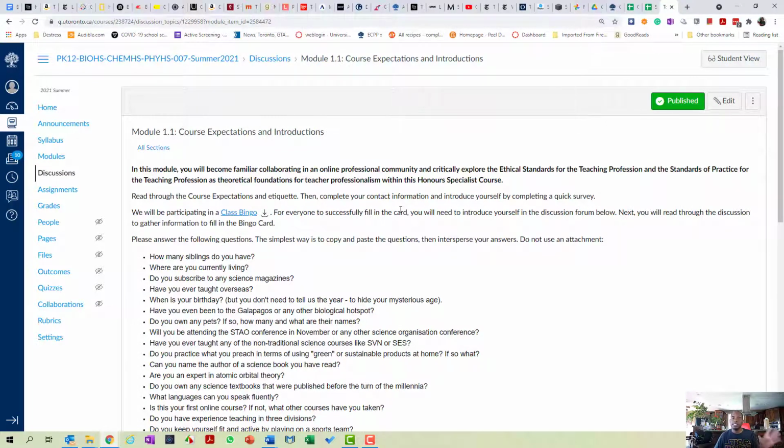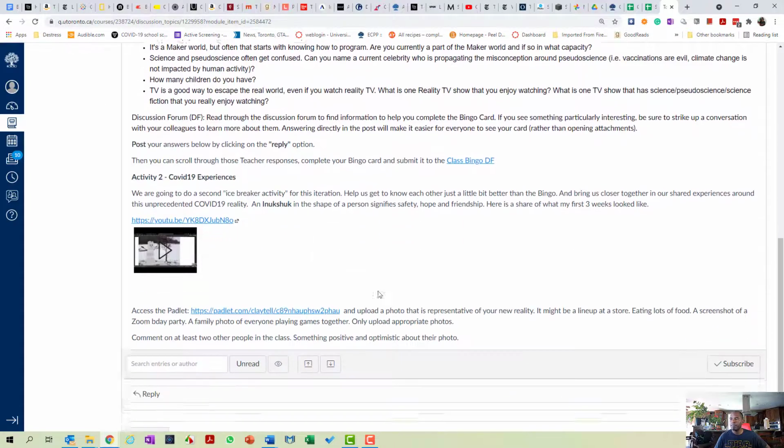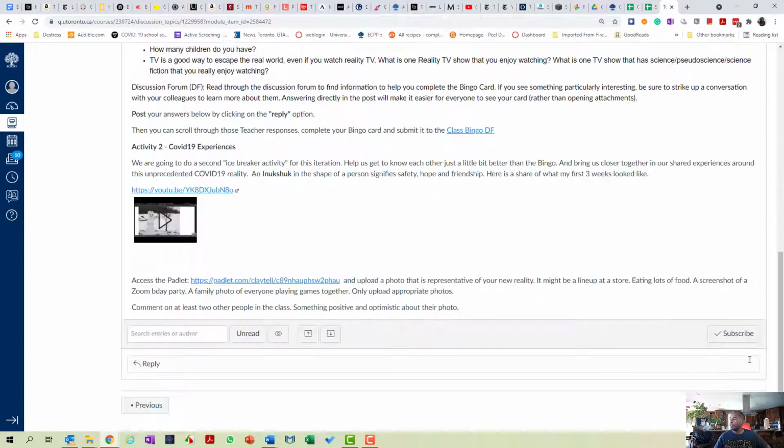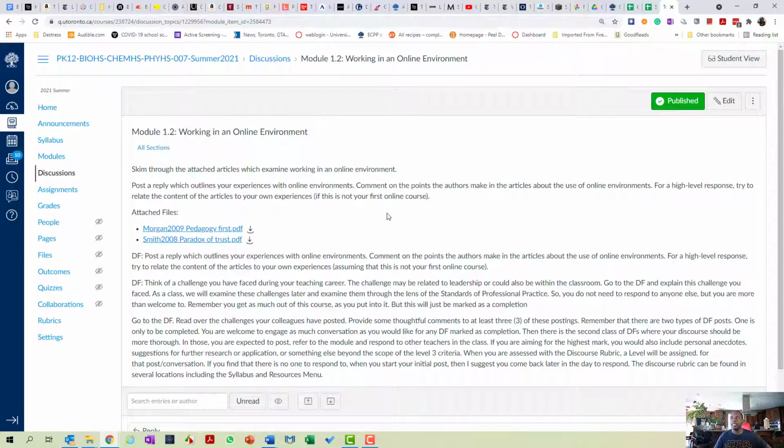This is kind of a get-to-know-you. This is just a course icebreaker activity: share some things that you've done, some things about you, your long name, how many kids you have, hobbies, all those sorts of things. Then you move on to module 1.2 and module 1.3, and this is when you get into some of the work, understanding what the online learning environment is about, building trust, those sorts of things. So you can work through those.